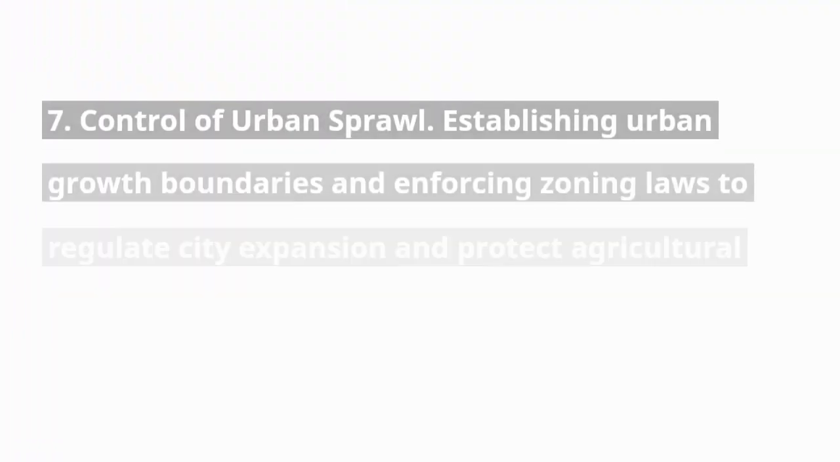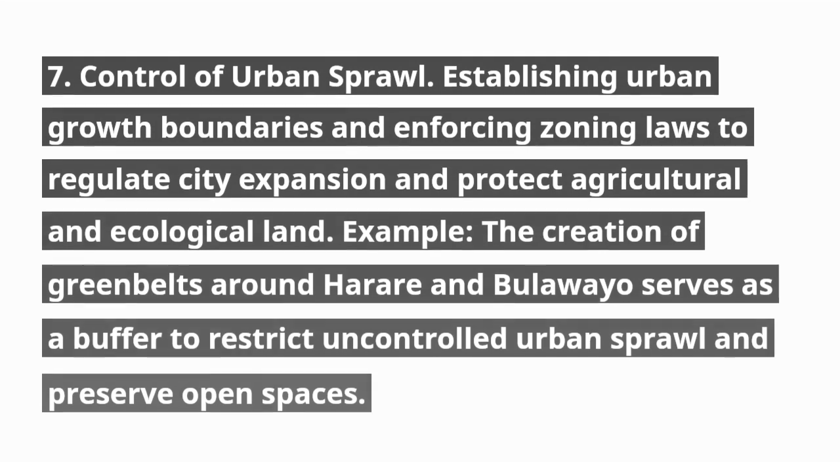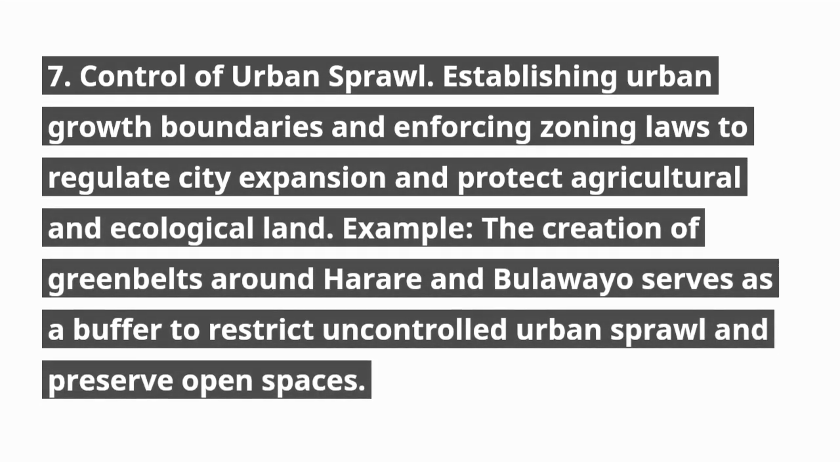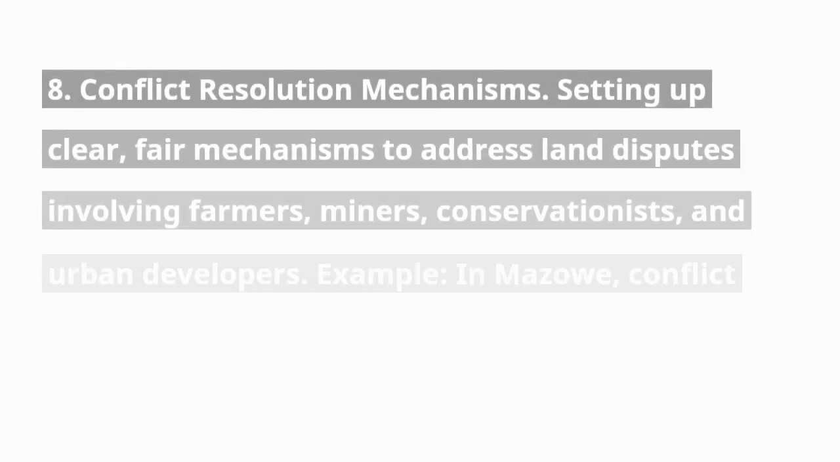7. Control of urban sprawl. Establishing urban growth boundaries and enforcing zoning laws to regulate city expansion and protect agricultural and ecological land. Example: the creation of greenbelts around Harare and Bulawayo serves as a buffer to restrict uncontrolled urban sprawl and preserve open spaces.